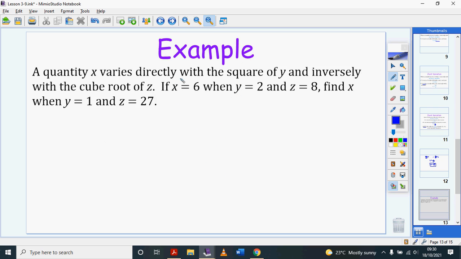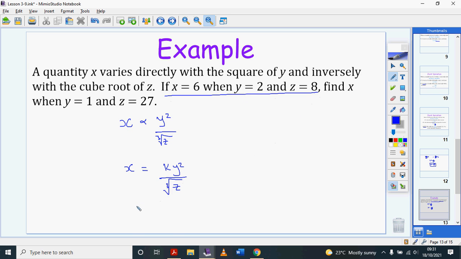So let's look at an example. This quantity is varying directly with the square of y and inversely with the cube root of z. Just listening to that statement, the quantity is x. x is varying directly with the square of y, and inversely with the cube root of z. I'm just naturally writing this proportionality symbol, but you can just go straight to this stage where you write the proportionality constant, and this is your equation. Then you use the boundary conditions to find the value of k.